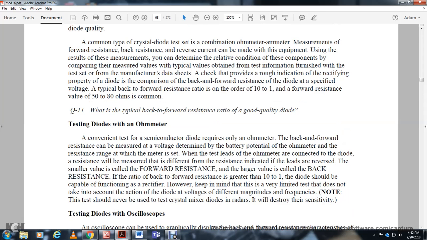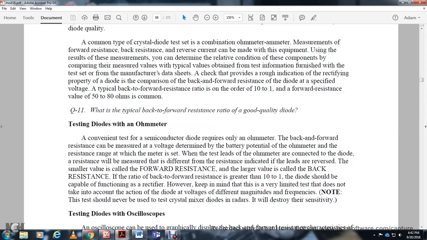58 to 80 ohms in common. Test your diode with an ohmmeter, the convention of the test of the semiconductor requirement and only an ohmmeter, the backward forward resistance ratio. Measure for the voltage determined by the battery potential for the ohmmeter with the resistance range of the measurement as set for the test lead with the ohmmeter connected with the diode. With the resistance measured for the different resistance indicator of the lead with the reverse and the smaller value with the forward resistance, if the value of the back and forward resistance ratio is greater than 10 to 1, the diode should be capable of functioning in the rectifier.